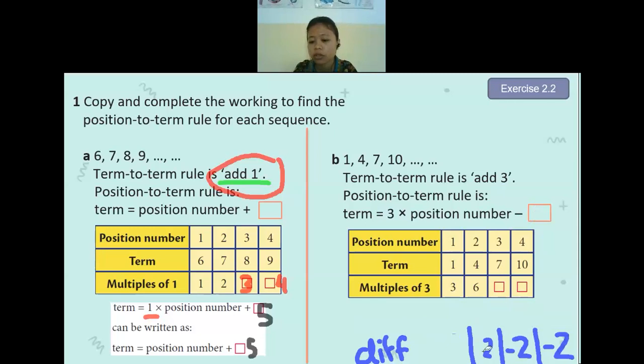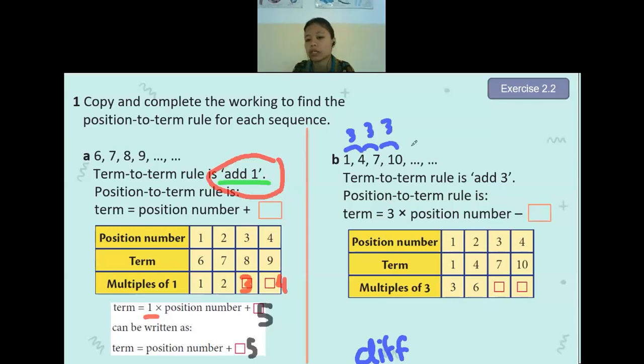Okay, so now the first thing you have to do is look at the sequence. After you look at the sequence, check from 1 to 4. How much is the difference? From 1 to 4, the difference is 3. After I check the difference between 1 and 4, which is 3, I also need to check from 4 to 7, the difference is also 3. And then from 7 to 10, the difference is 3. Because every difference is 3, it means the term to term rule is 3.